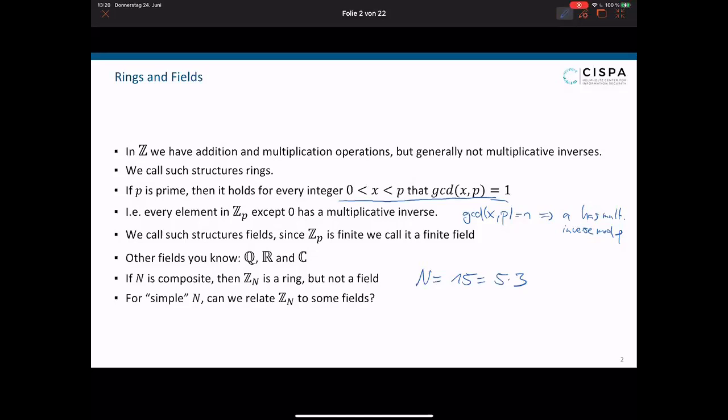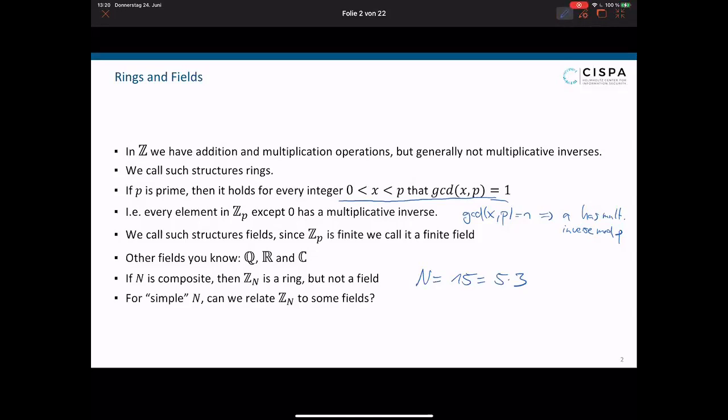3, 5. That's good. Or why don't they have inverses? How can we? By the way, are these all, or are there more elements that don't have inverses? Good. Yeah, you're writing it. The GCD is not equal to 1.